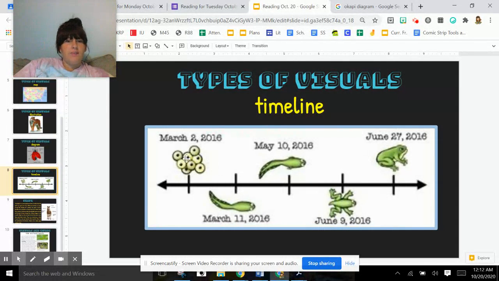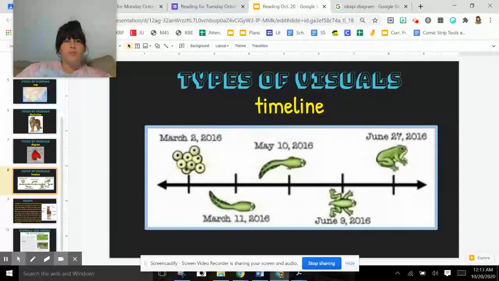On March 2nd, eggs were laid, and then we move up to March 11th when the eggs hatch and are tadpoles. May 10th, the tadpoles start to get legs. By June 9th, there are all kinds of legs and the tail's almost non-existent. And by June 27th, it's a full-grown frog. So a nice little life cycle on a timeline.